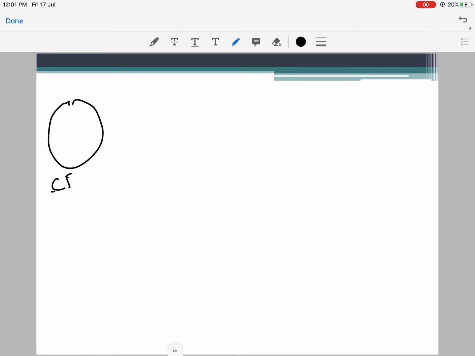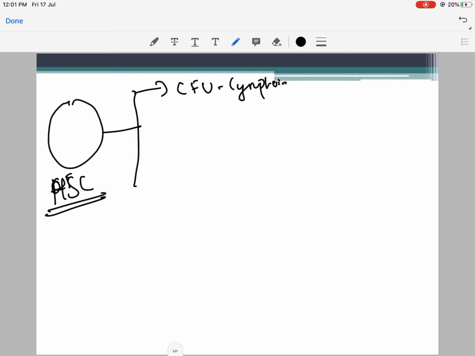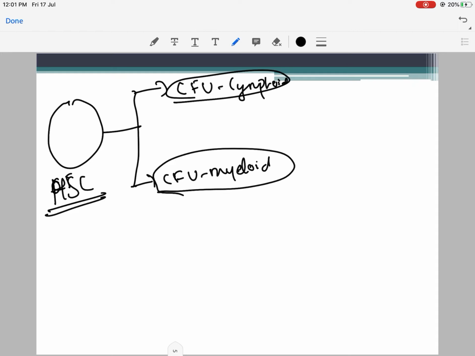So what happens in the bone marrow is that, suppose this is a hematopoietic stem cell. A hematopoietic stem cell can divide into two forms, that is colony forming unit lymphoid and colony forming unit myeloid. Now this is not important for us. The cell which is important for us is colony forming unit myeloid. As we all know, this colony forming unit myeloid can form three types of cells: one is platelets, next is RBCs, next is granulocytes, that is neutrophils and all.